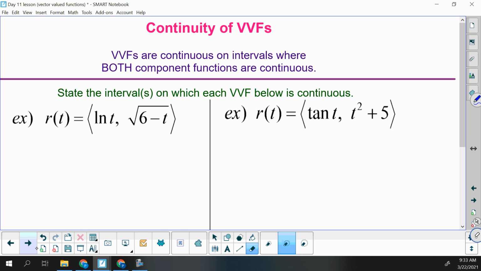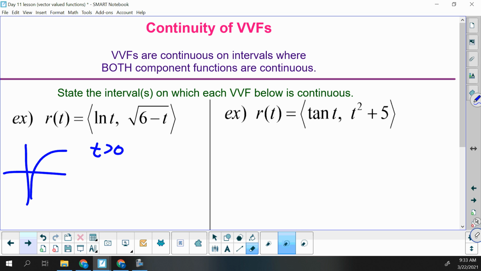So we looked at domains. The domain was the intersection of the domains of the parts. Now we have continuity. So vector valued functions similarly are just continuous where both parts are continuous. So natural log, its graph looks like this. So it is continuous when t is greater than 0.